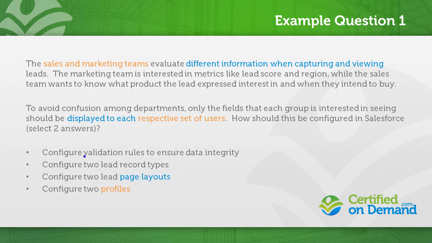And so let's start with validation rules. Validation rules are used to conditionally prevent a record from being saved. So this one doesn't have any relevance at all. Let's talk about record types.